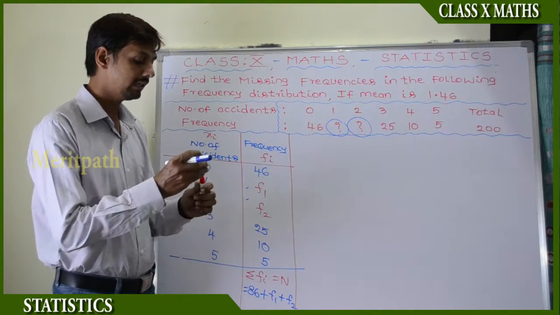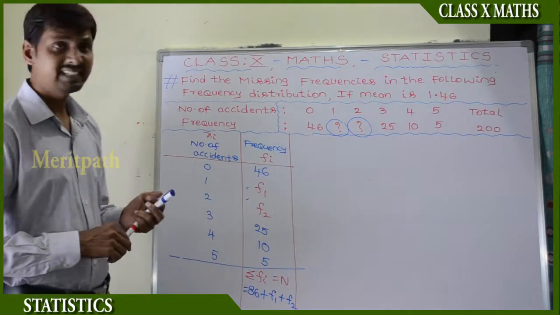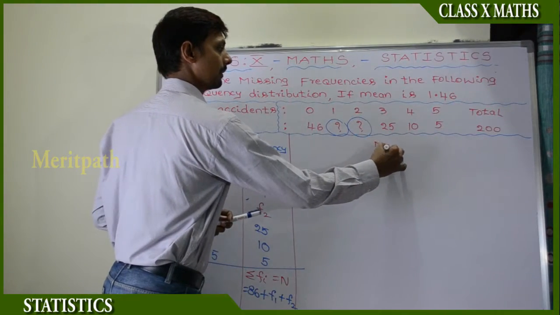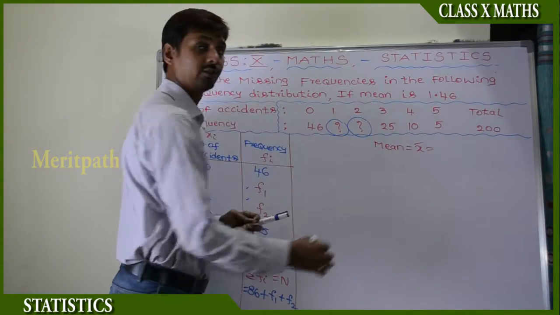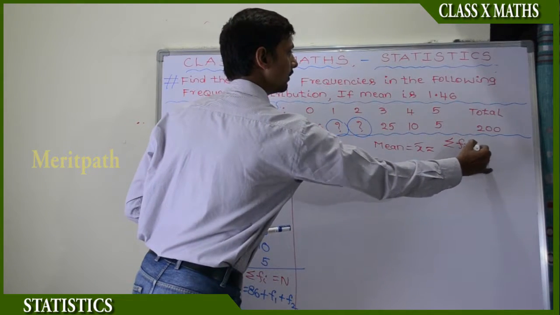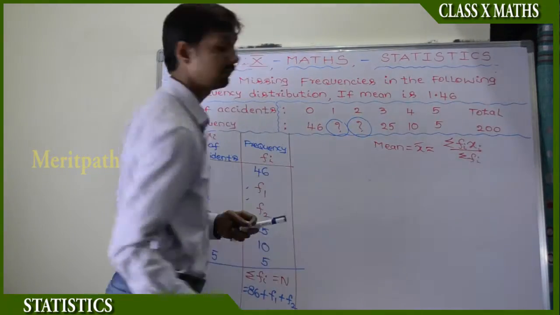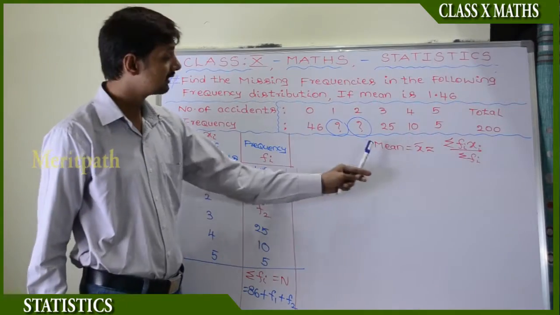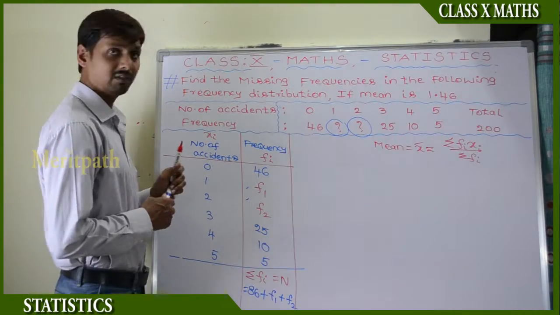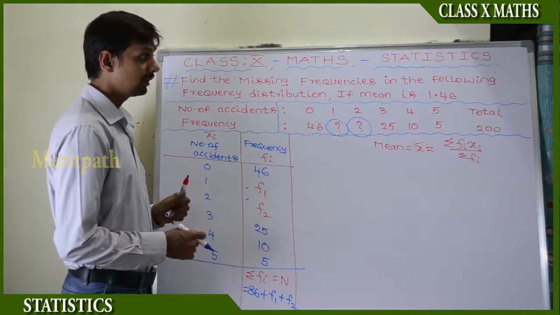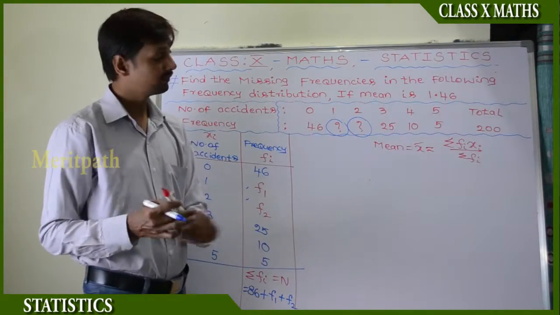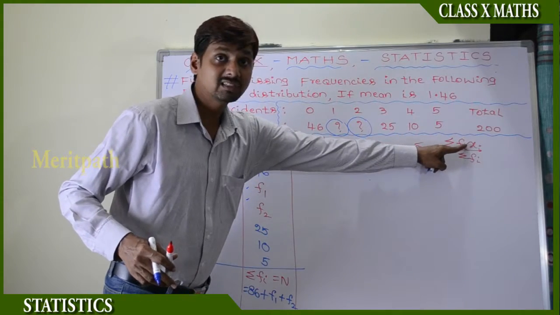Next, we need to find the missing frequencies, and the mean is given. We know the formula for the mean. For the direct method, the mean x bar is equal to sigma fi xi divided by sigma fi. Here we already know that sigma fi is 86 plus f1 plus f2. We need to find sigma fi xi, and before that, we need to find fi xi, which is the multiplication of fi and xi.